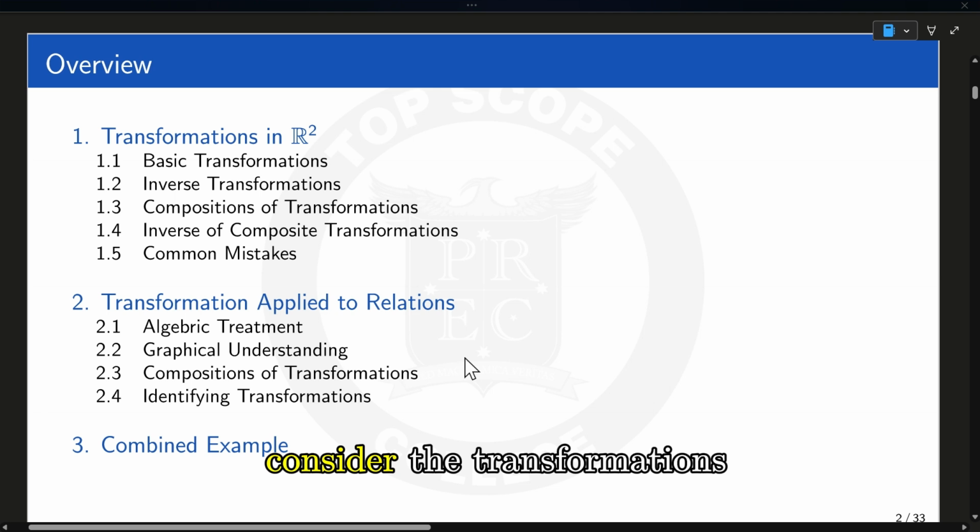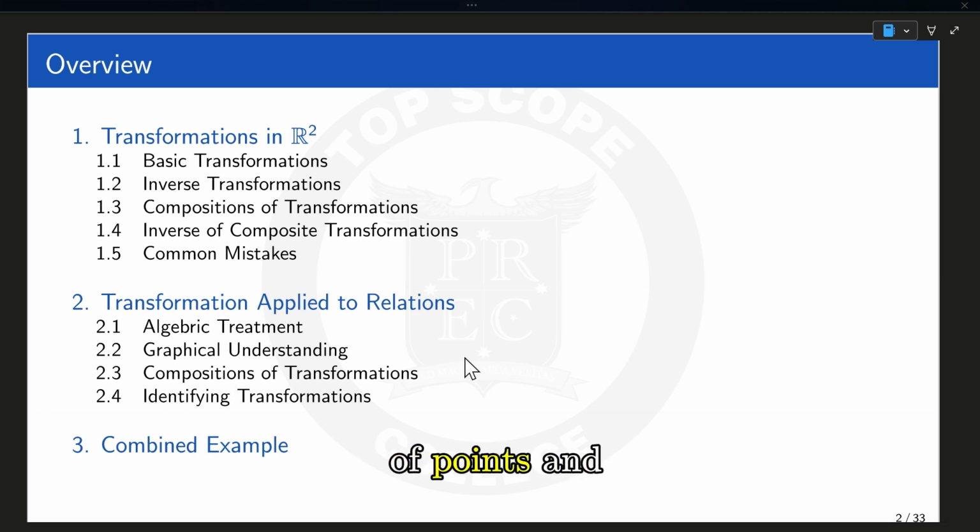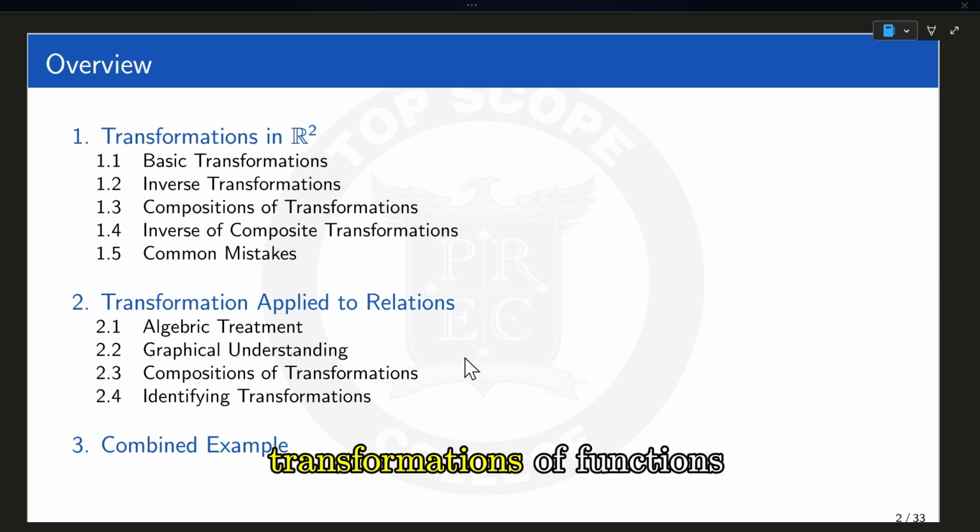First, we will consider the transformations of points, and of course their inverses. That's really easy. However, it builds a very concrete basis for us to consider transformations of functions and relations. A good understanding of transformations of points will help you very much in understanding the transformations of functions.